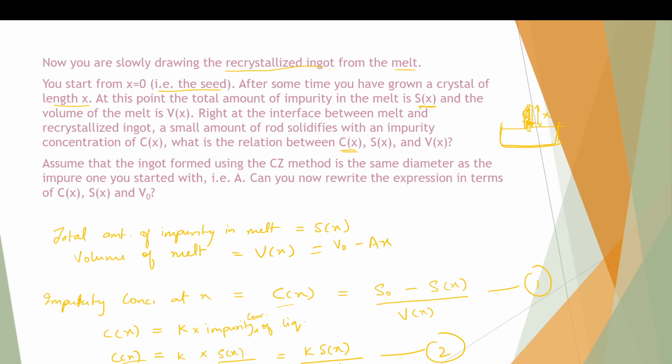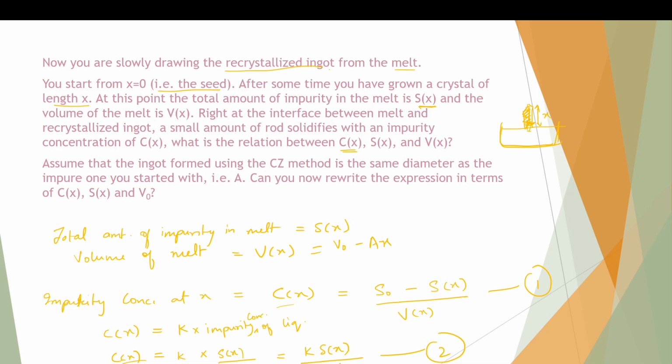Okay, I'll just repeat everything. We are saying that the total amount of impurity in the melt is S of x, and the volume of the melt is V of x. So S of x by V of x will give me the impurity concentration of the liquid. Impurity by volume gives the concentration, right? That times the distribution coefficient will give me the impurity concentration in the solid. So that is this second equation.